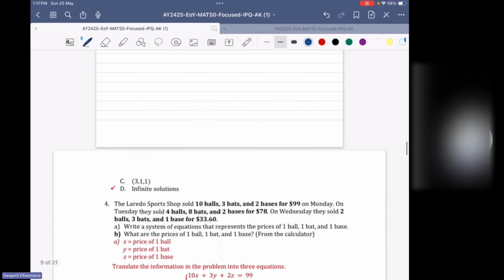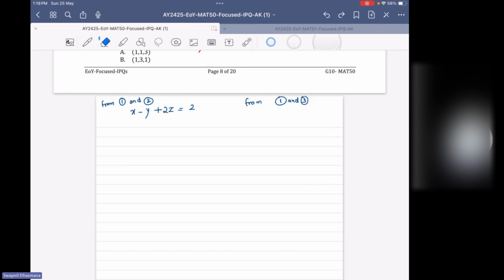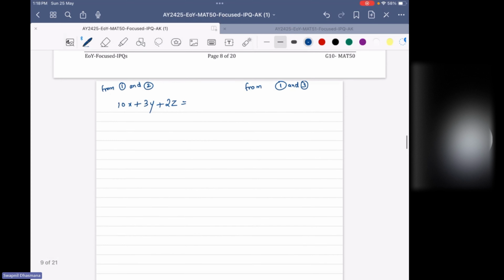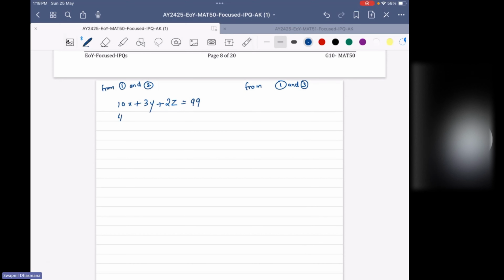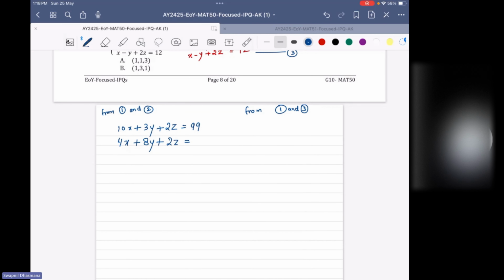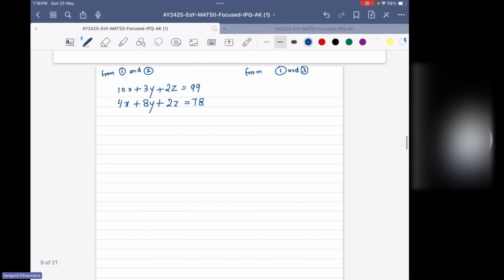Let's take an equation which gives you a solution. So I'm taking this one. 10x plus 3y plus 2z equals 99. 4x plus 8y plus 2z equals 78. 2x plus 3y plus z equals 33.6.